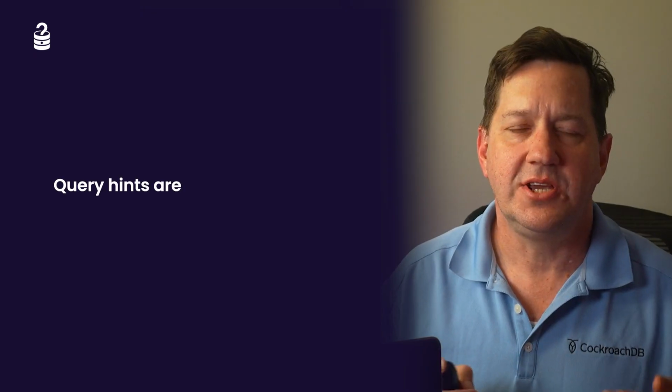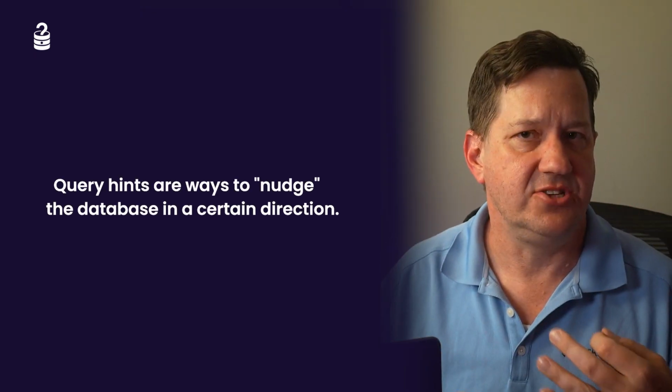But we started this video talking about query hints. So what are they? Query hints are ways to nudge the database engine in a certain direction. For starters, query hints are database engine specific. Some are as simple as use this index instead of what you think you should use, or do not use this index even if you want to.